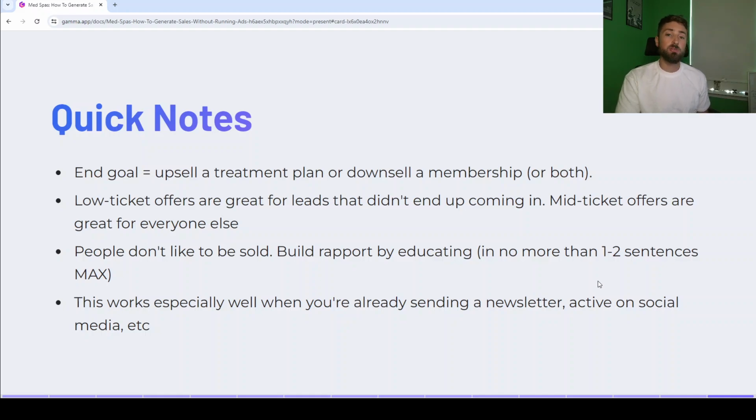But I would recommend doing this at least once a quarter, because then you can, like I said before, find that hidden revenue that's already sitting inside of your business. And then you can use that revenue to reinvest into paid ads or other marketing platforms, or you can just enjoy that revenue in your business.